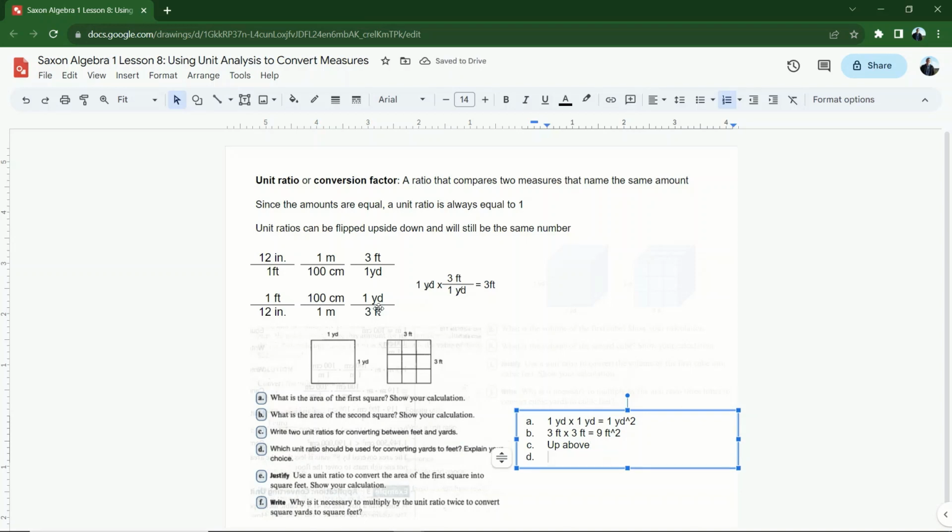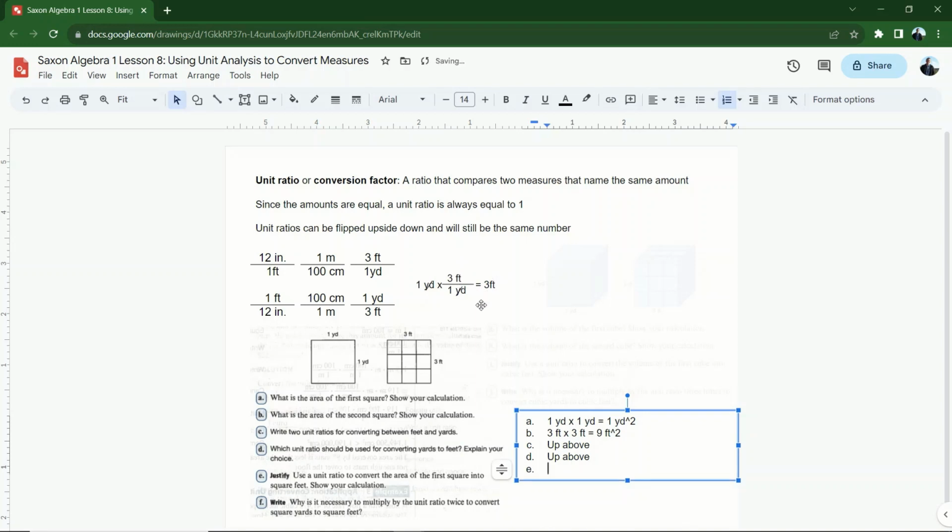Letter D, which unit ratio should be used for converting yards to feet? Well, let's look up here, also up above. Because here I had 1 yard and I was trying to convert it to feet. So I choose the conversion factor that has yards in the denominator so that yards cancels out yards here. And then feet is the only thing that's left. It didn't cancel. So I'm left with feet in my final answer.